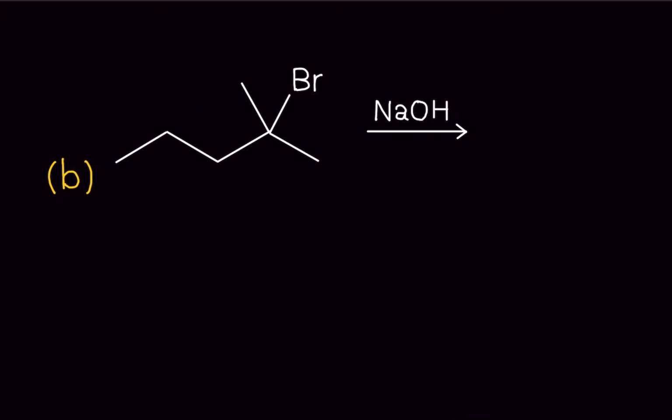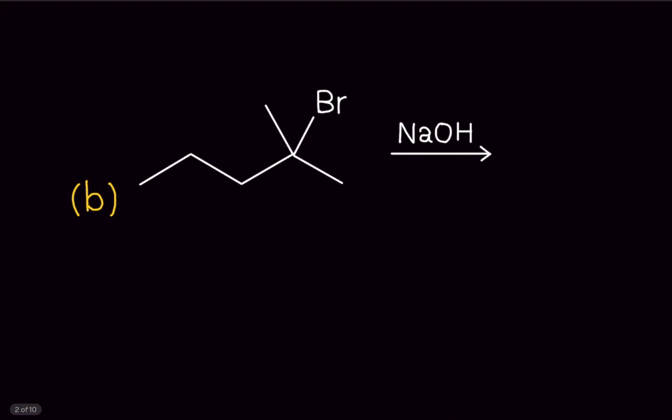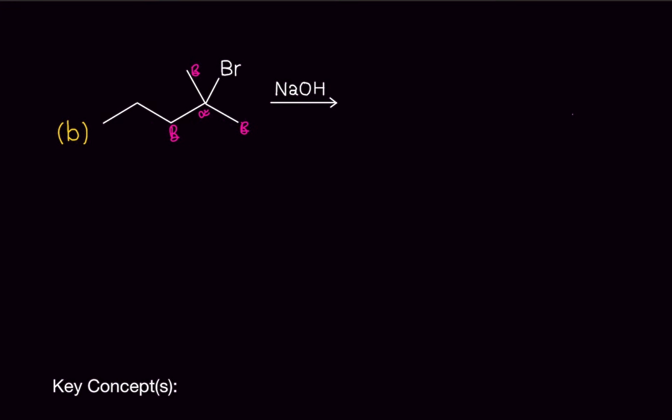So let me do the mechanism here. The first thing I like to do for elimination reactions, I think this will really help you, is identify the alpha carbon and all the beta carbons. The beta carbons are the carbons that are adjacent to the alpha carbon. Okay, so we now need to see which one is the most substituted and least substituted. Because usually when you have elimination reactions, you have two answers, the Zaitsev and Hoffman.